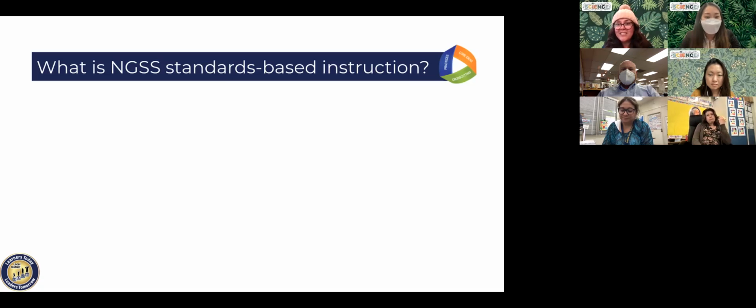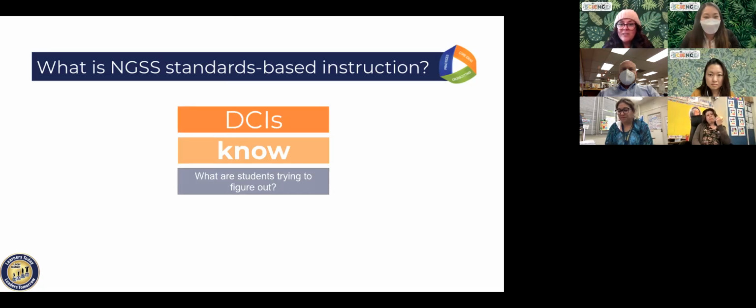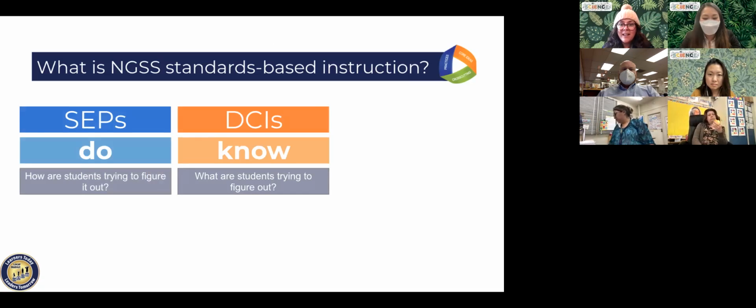So what is NGSS standards-based instruction? When we talk about the 3 dimensions, we start off with what's called the disciplinary core ideas, and you can think about it as what is it that students need to know. What are they trying to figure out? Then the science and engineering practices are what students are going to be doing. What is the do? How are students trying to figure it out?